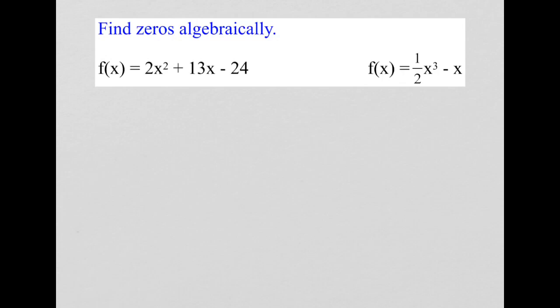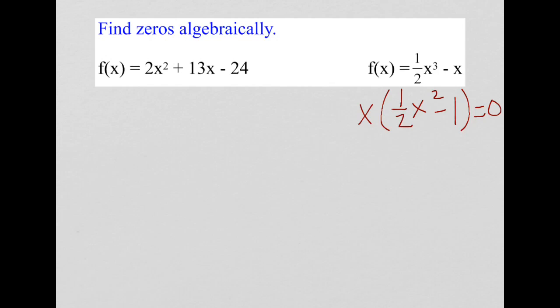Now, looking at our second problem, we see that it's a cubic. We also notice that we have an x in common. So the first thing I want to do is factor out an x. So that's x times 1/2 x squared minus 1, and we know we're setting it all equal to 0.